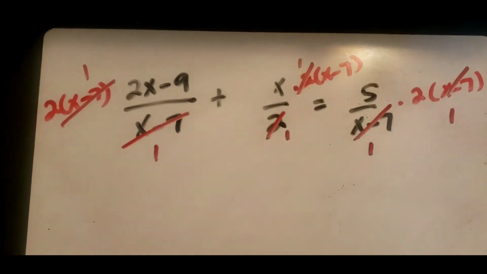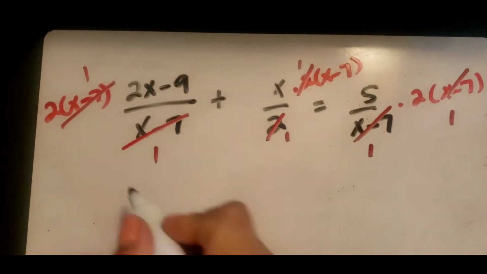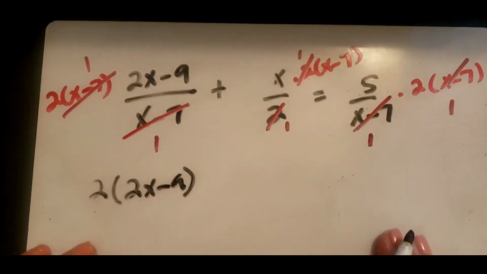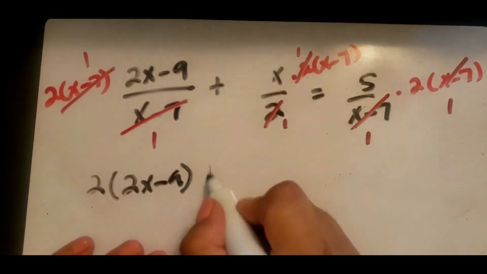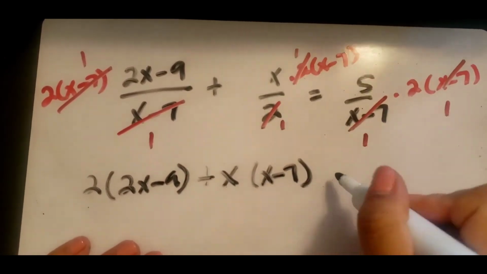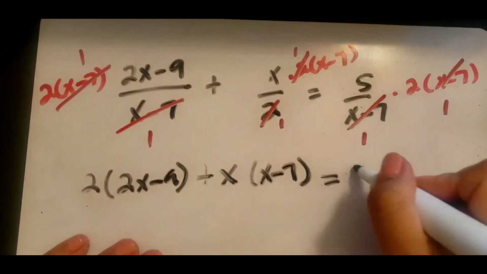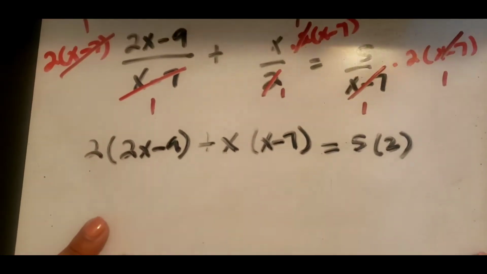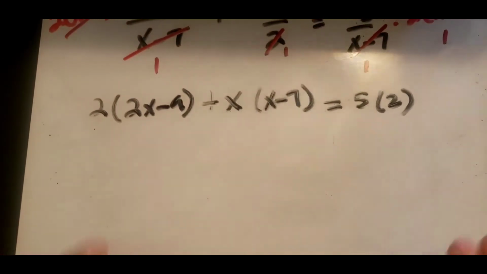So now I'm going to rewrite this. Don't forget we have a 2 here, so it'll be 2 times 2x minus 9. Again, I'm just rewriting it. I'm not skipping any steps. Plus x times x minus 7 equals 5 times 2. Okay, so I just wrote down everything that we have left over. Okay, here we go. And so now I'm going to move this up now.